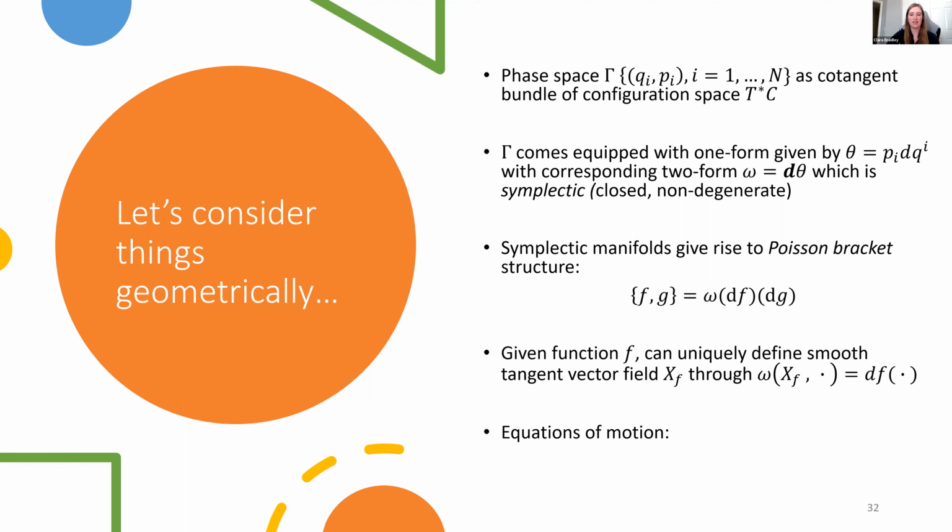And with these two facts, we find that the equations of motion naturally arise in this formalism, since we have that the Poisson bracket of a function f and the Hamiltonian is just the two form acting on the vector fields associated with f and the Hamiltonian, which is just equal to the differential of f on the vector field associated with the Hamiltonian, which we can think of as just the change of f along the flow defined by the Hamiltonian vector field, which is just the derivative of f with respect to time, where time parameterizes the flow of this vector field.